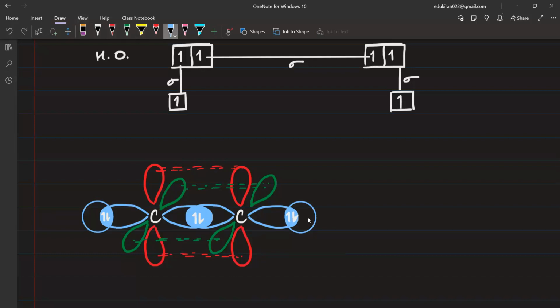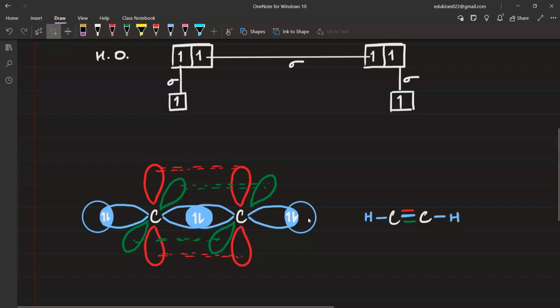Now here how many bonds do we have? We have carbon and carbon, white. Between them, we have a sigma bond, which is blue in color. The blue orbitals are taking part in the sigma bond. Then we have a red, and then we have one green, and then we have that for hydrogens also.